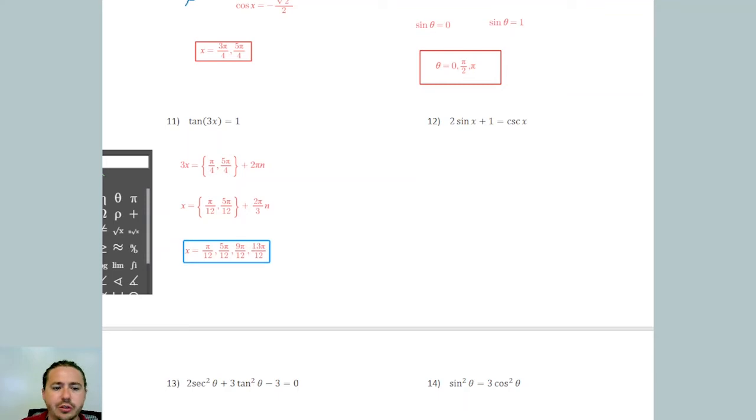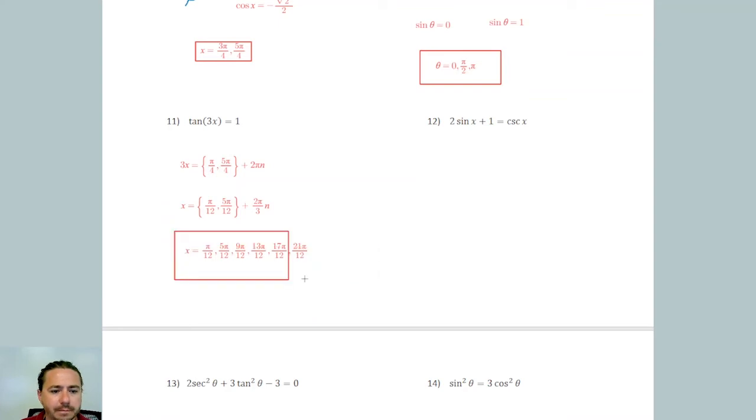And if I add 2 pi over 3 again, or 8 pi over 12, I'll get the last two that'll be in our expected range here. Let's see, 9 plus 8 would be 17 pi over 12. And then 13 plus 8 is 21. 24 pi over 12, by the way, would be 2 pi. So if we go past 24 pi over 12, then we've gone too far. But these would be all the solutions between 0 and 2 pi. For number 12, looks like we're going to, what are we going to do here?